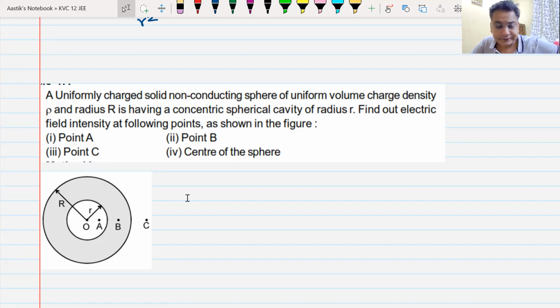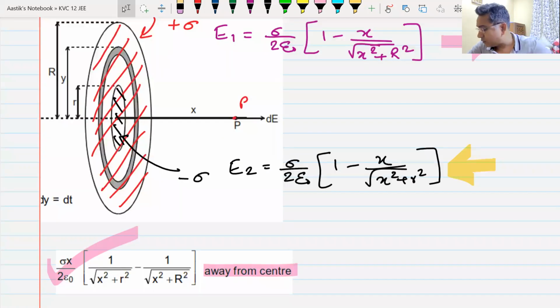This one. The disk had a hole of radius small r, and I told you how I would do this. Do you remember how did I do this? Yes, sir. So what did I do? I broke it up into two bodies. One is the complete disk of charge density sigma. Then I put a disk of charge density minus sigma. Yes or no? To create that illusion of hole.